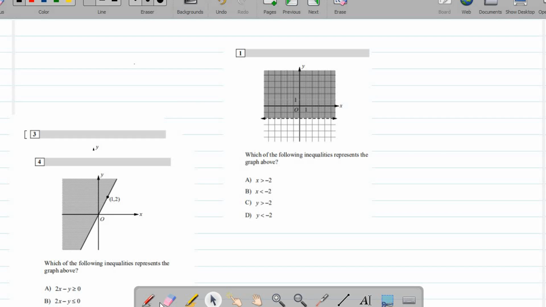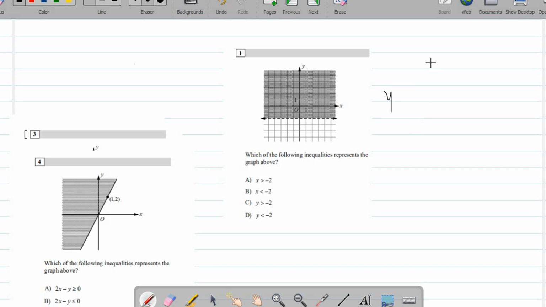So here we're having a graph. Which of the following inequalities represent the graph above? You see this graph here, the graph is from -2. You see this is y, -2, because this is line y.